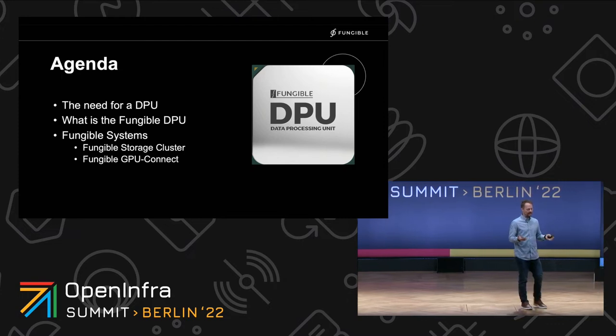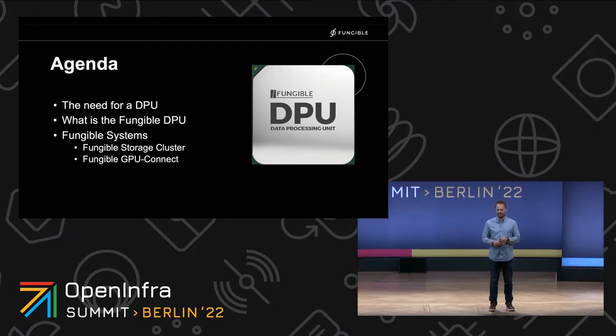Let's go through. I'm going to make the case again, a little bit without repeating yesterday's talk, about why we need a DPU. I'm going to go a bit more in depth about what a DPU is and how it works. And then we're going to cover in a little more detail how at Fungible we've implemented the DPU technology in terms of systems that help with composable infrastructure.